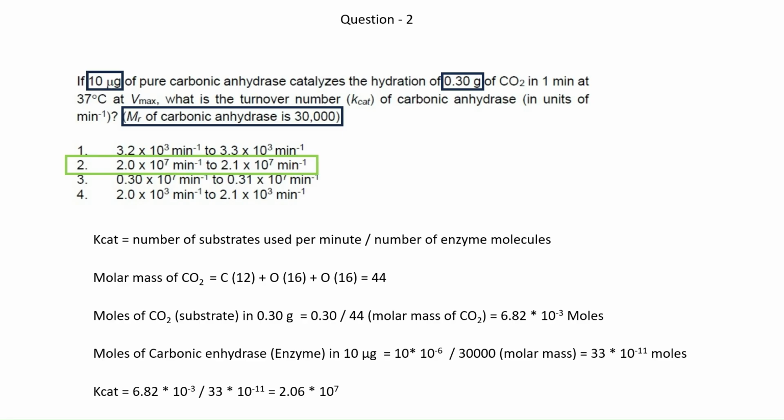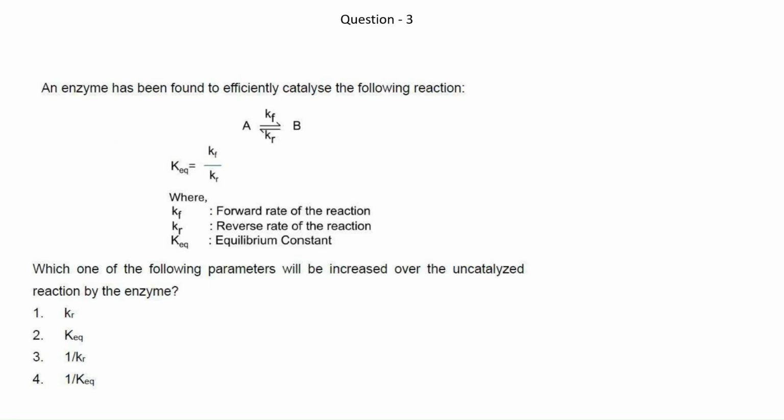Now, moving on to question 3. An enzyme has been found to efficiently catalyze the following reaction. A is converted to B with the rate constant Kf, and B is converted to A with a rate constant Kr, f for forward reaction and r for reverse reaction. K equilibrium, which is the equilibrium constant, is the ratio of forward and reverse rate constants.